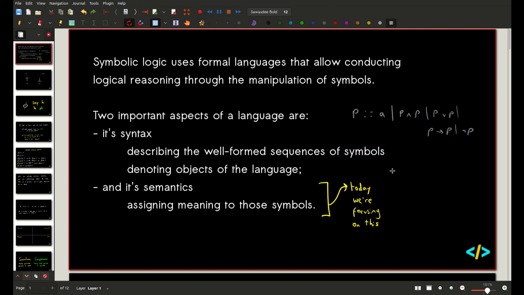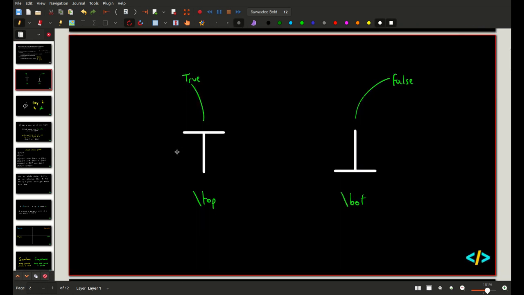We're going to be looking at the semantics, and the semantics is about assigning actual meaning to those symbols. What do those symbols actually mean? So let's get started. We're going to start with this.